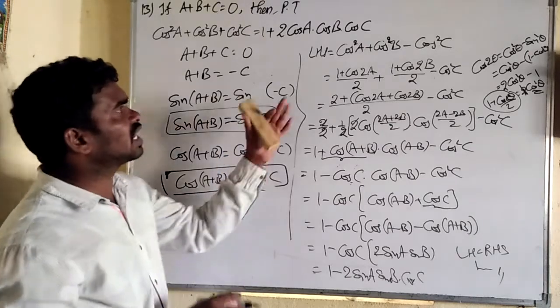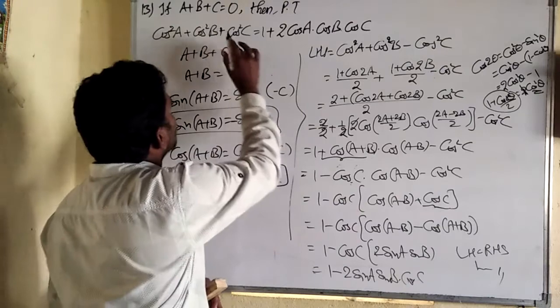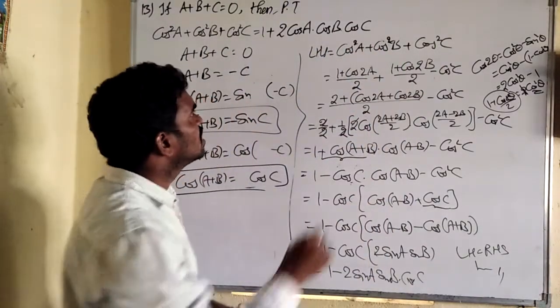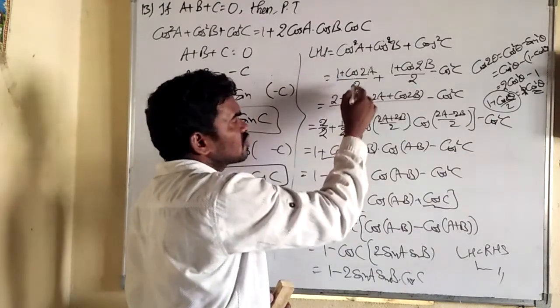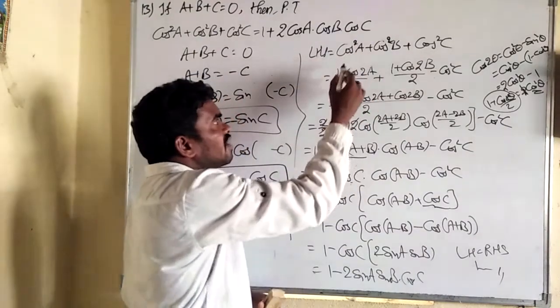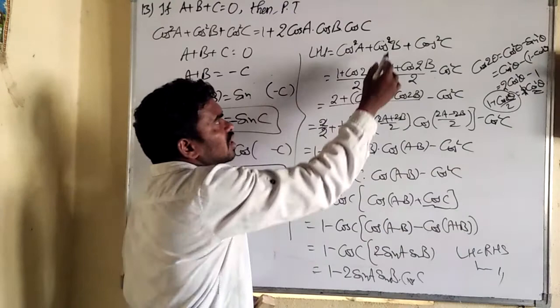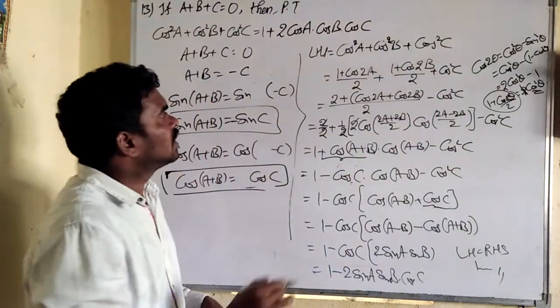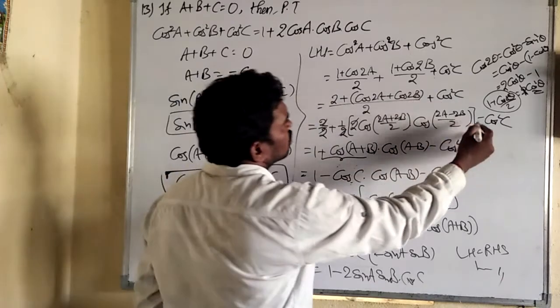Now take the left hand side. What is the left hand side? Cos square a plus cos square b plus cos square c is the left hand term. Cos square theta is 1 plus cos 2 theta by 2. Like that, the cos square a formula is 1 plus cos 2a by 2. Cos square b is also the same, and plus cos square c.